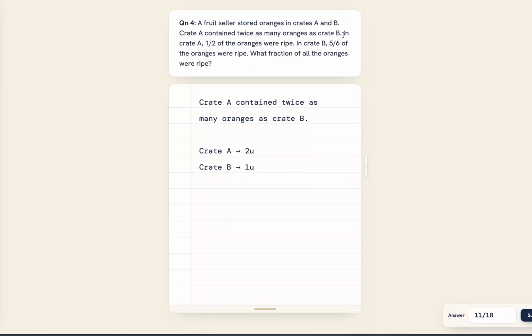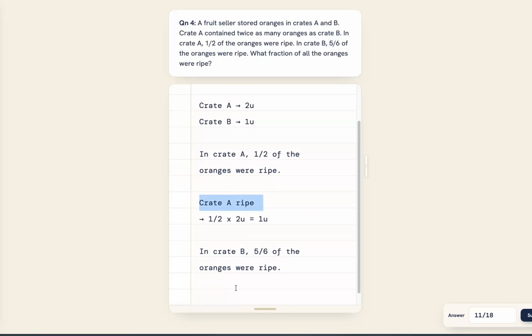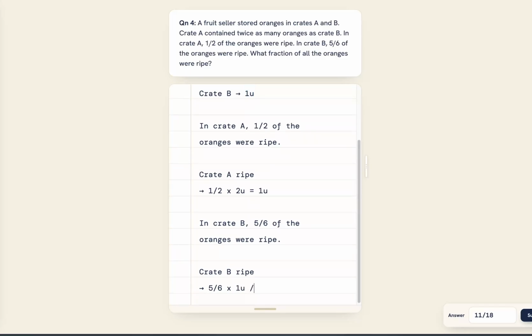The next thing is, in crate A, half of the oranges were ripe. So that means the ripe oranges in crate A will be half of 2 units, which is half times 2 units. This will become 1 unit. In the next statement, it says in crate B, 5/6 of the oranges were ripe as well. So crate B ripe oranges will be equal to 5/6 times 1 unit, which is 5/6 units.